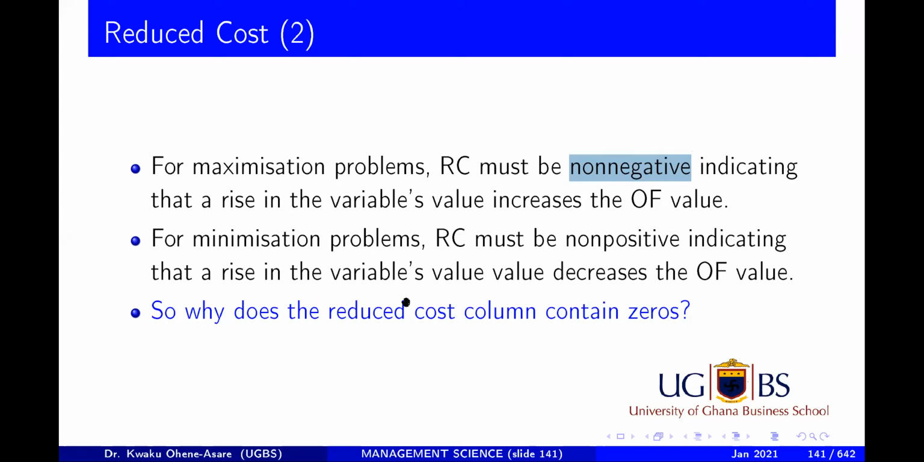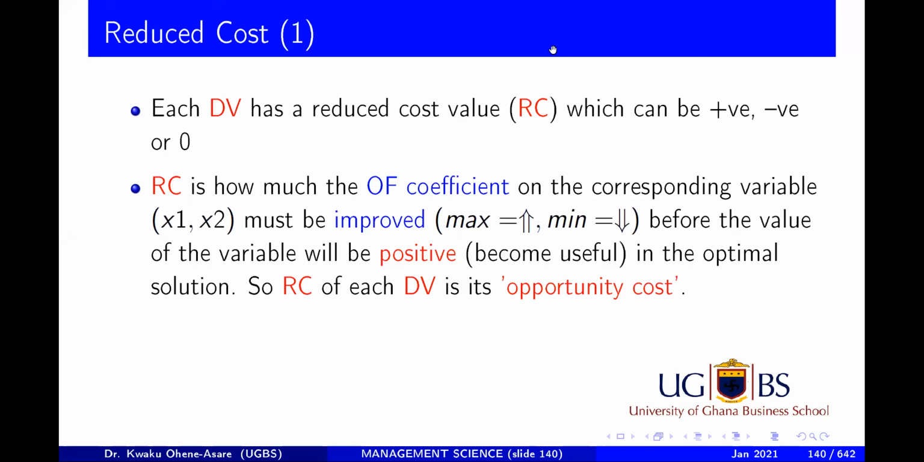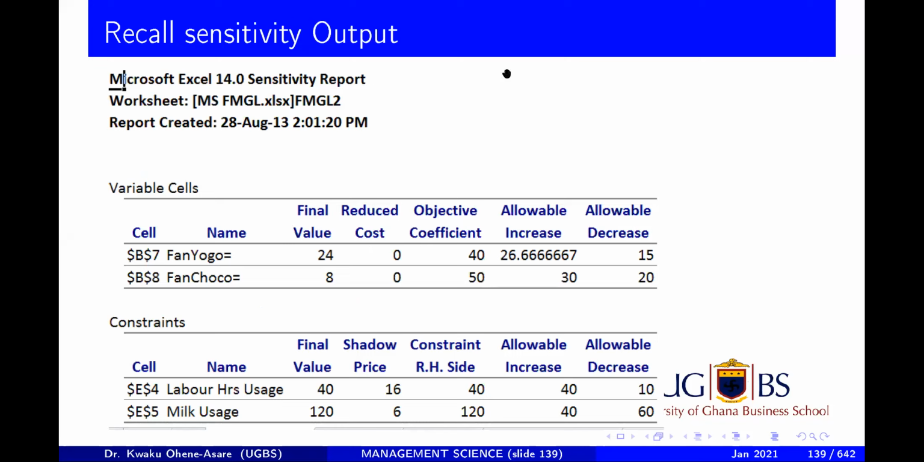So let's go back to our question. Why does the reduced cost column contain zeros? Who can tell me this? Because I've explained it already. Why does the reduced cost column contain zeros? If you look here, why do they contain zeros? Who can tell me? The answer is what? Let me see whether Edmond can just give us the situation.